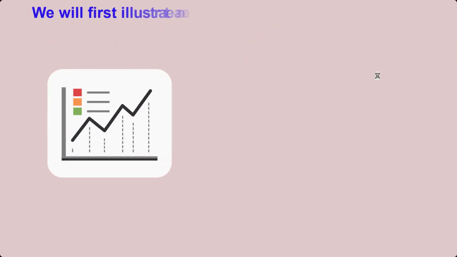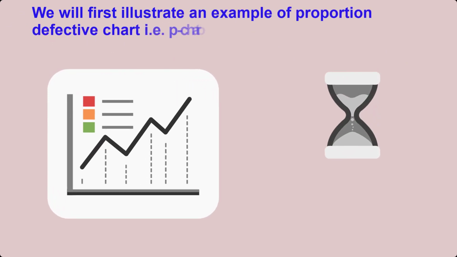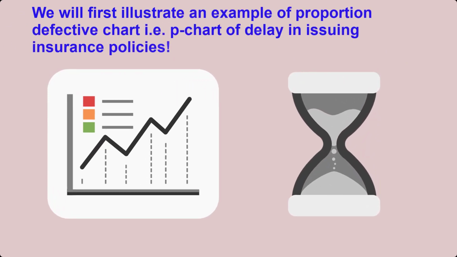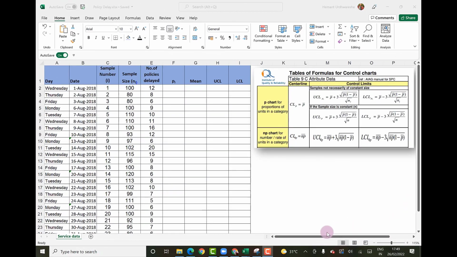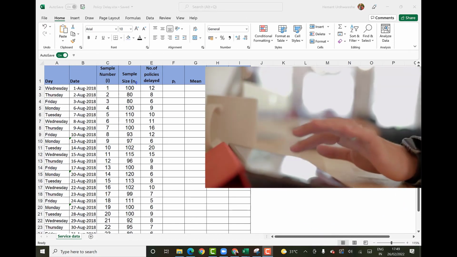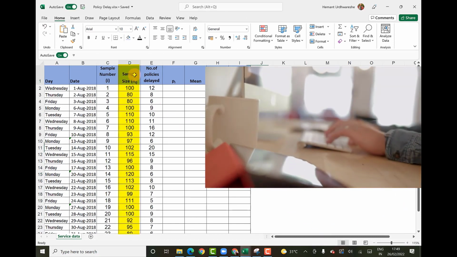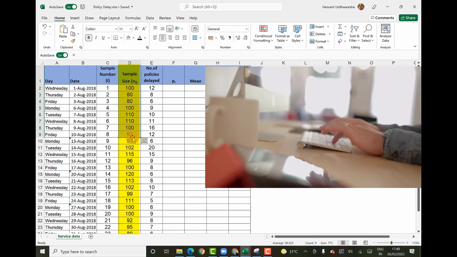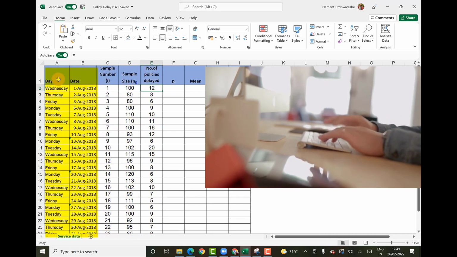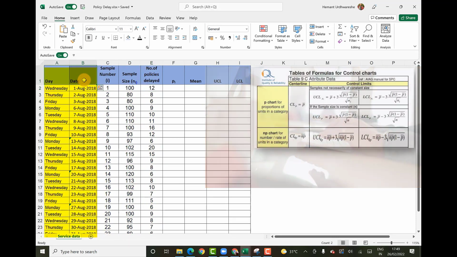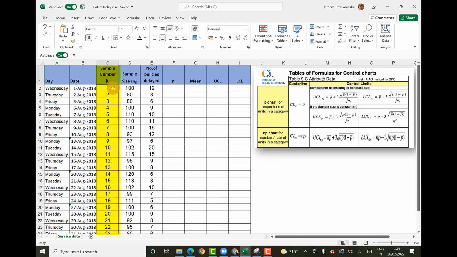We will first illustrate an example of proportion defective chart or P chart of delay in issuing insurance policies. An insurance company maintains data of policies processed every day, and that is in column sample size Ni, and the number of policies delayed out of this sample size. Every day they maintain this data, so day and date is mentioned here. We just add a sample number here for our reference.